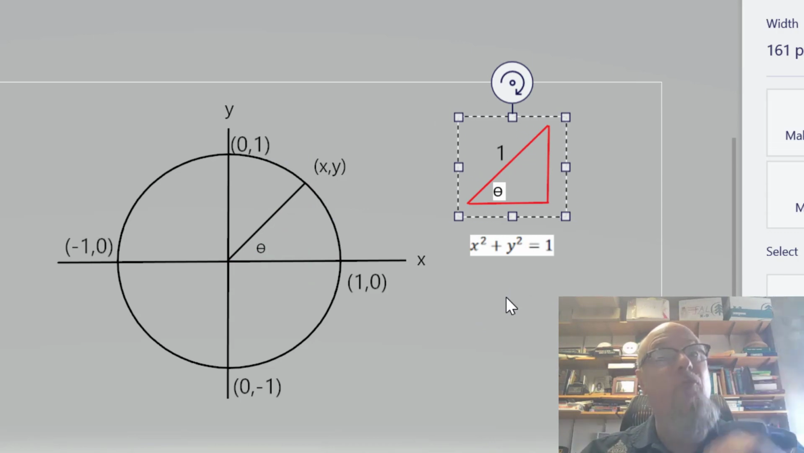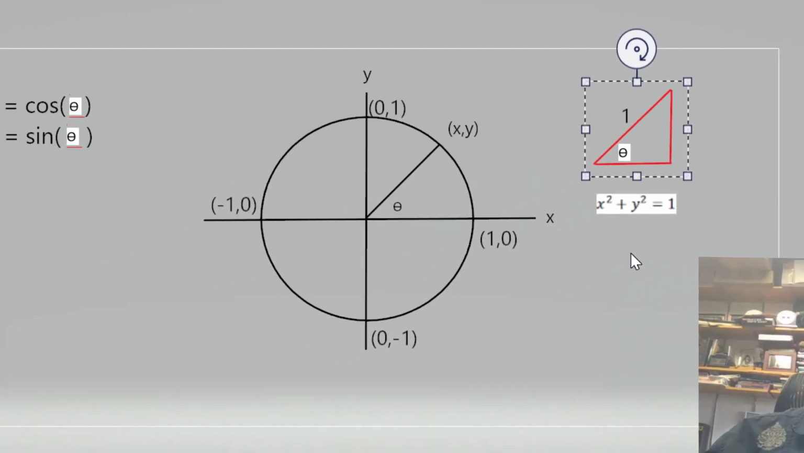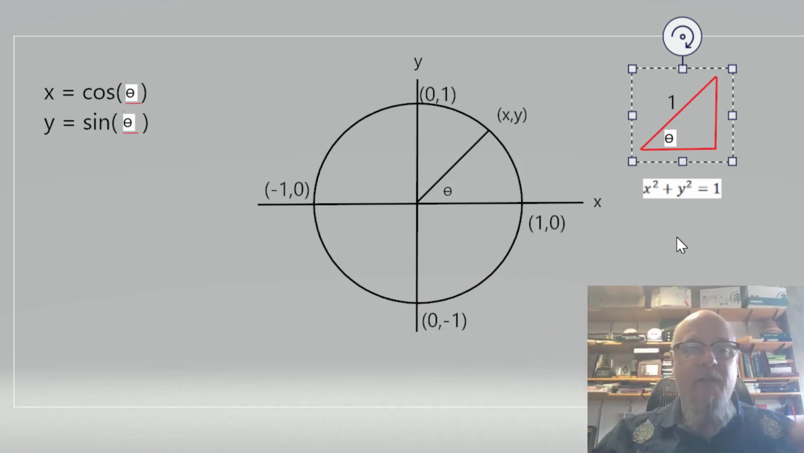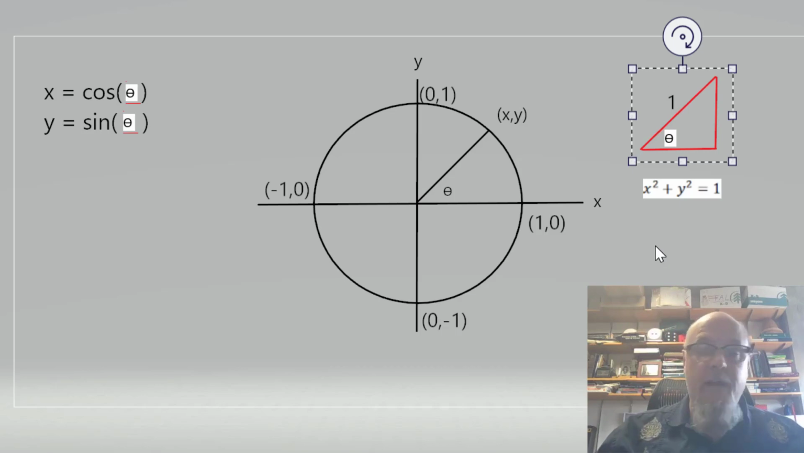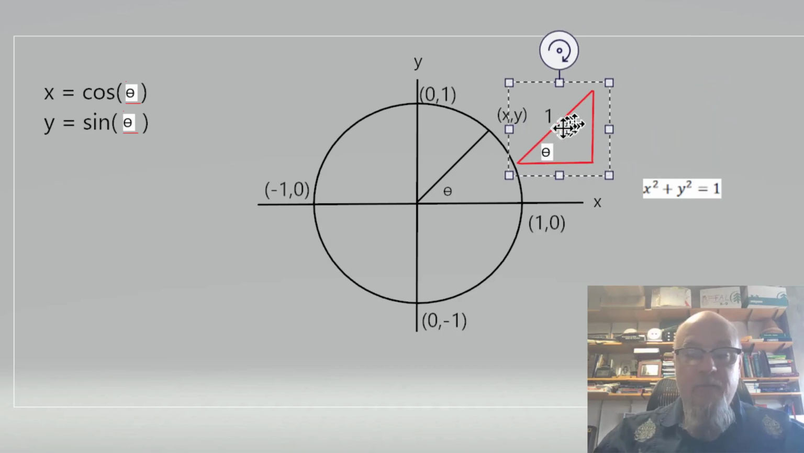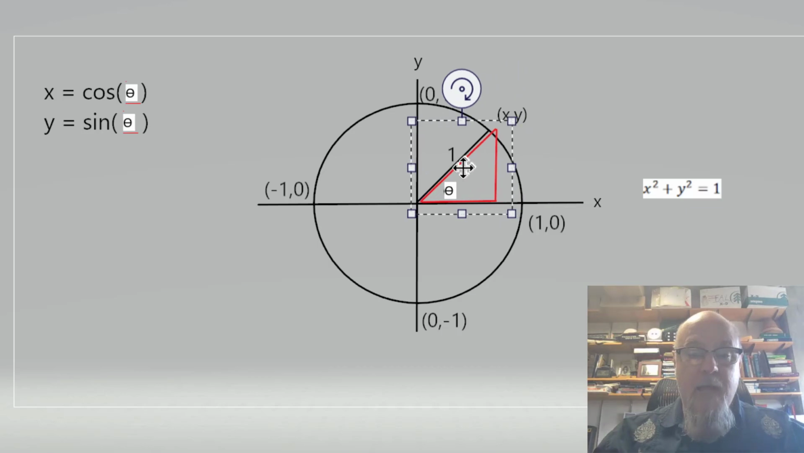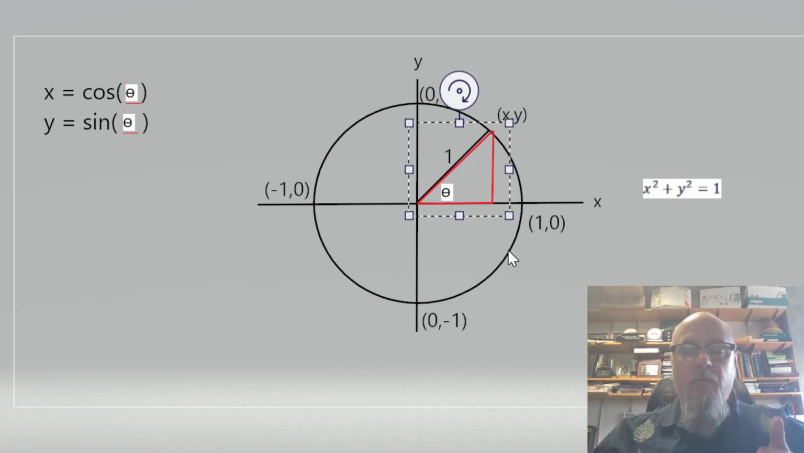Now, to bring trig into it, I'm going to define the x coordinate. I'm going to call that the cosine of the angle. The y coordinate, I'm going to call that the sine of the angle. So that's how I'm defining sine and cosine. So if I throw this triangle in and match up with any angle, x is how far I go over, y is how far I go up.